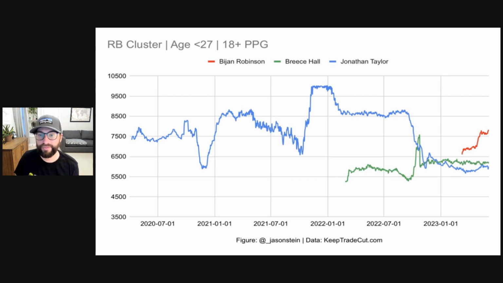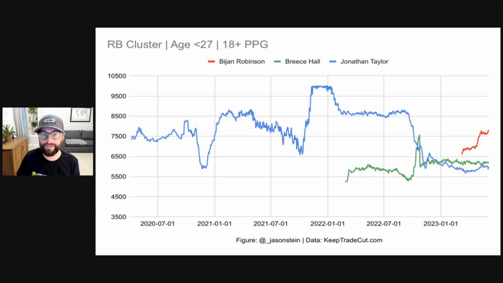The players in the cluster are Bijan Robinson, Breece Hall, and Jonathan Taylor. As a reminder, these charts graph the cluster's individual KTC prices over time. 3 years ago, Jonathan Taylor's KTC was around 7,500. It went down, it went up, but his KTC took off during the 2021 season where he attained a maximum of 10,000 KTC towards the end of the 2021 season and briefly into the offseason.